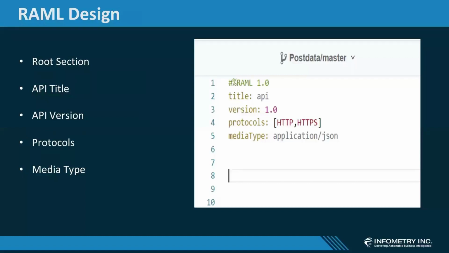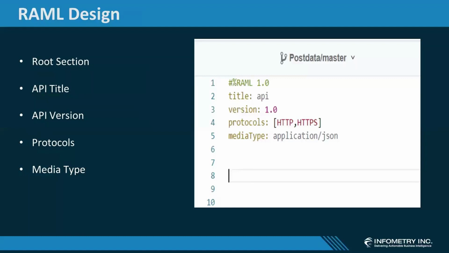At the API level, it will automatically take the protocol from the base URI that is being used. For example, if the base URI looks like https://sampleapi.com, then HTTPS will be the protocol for all the APIs that we're going to define in this RAML. Next, media type.